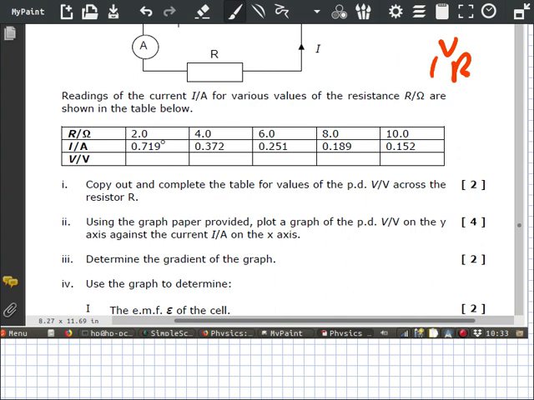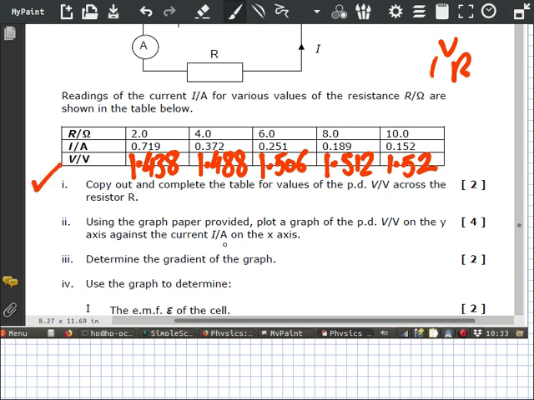You have your VIR triangle. So V is I times R. So if we multiply these two, let's write the number in. 1.438. Next is 1.488. Next 1.506. Next is 1.512. Next one is 1.52. So we've done the first part here.